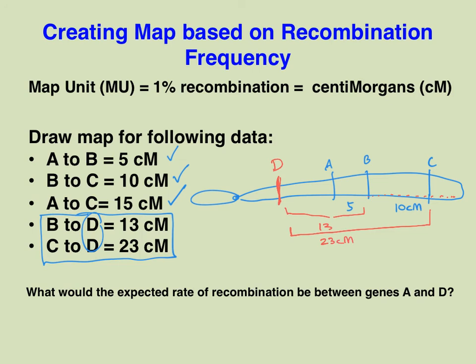Nice. What's the expected rate of recombination between A and D? Well, we can use math to solve that. If this is 5, then this must be 13 minus 5. It's going to be 8 centimorgans, and we know that 1 centimorgan is equal to 1 percentage of recombination. So there's going to be 8% recombination between A and D.